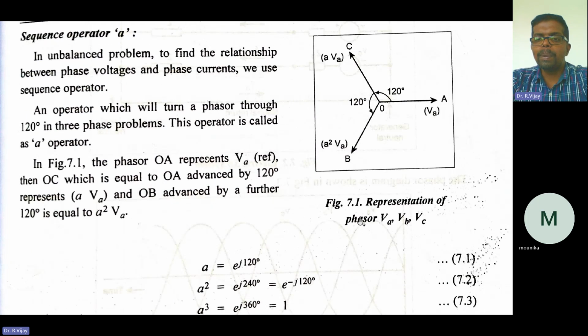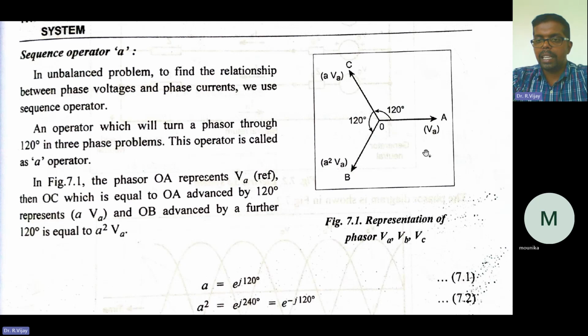So this is the representation of the phasors VA, VB, and VC. But here what we are doing is converting VB in terms of A into VA, and VC in terms of A squared VA. So we are converting everything into one operator, that is the sequence operator. You may have one question: why are we going for the sequence operator, the A operator? Because the calculation is very, very easy.